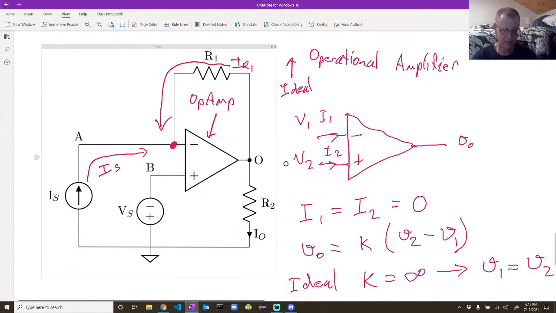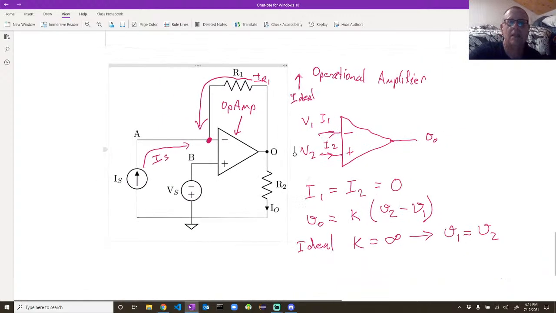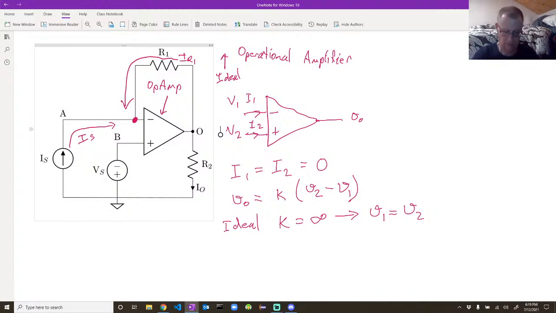So in this case, we can see that we'll call it node A, right? We should be able to see that IS plus IR1 equals 0, right? That's just applying Kirchhoff's current law to the node where R1 and IS meet.